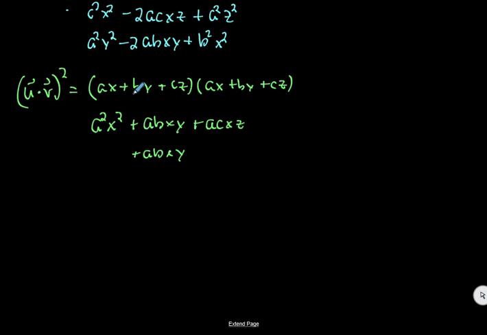Then I'll go by times by. Well, that's b squared y squared. I'll put it here. You can see where. Then the next one is bcyz, nothing here, so I'll go bcyz, and then the last one is cz times ax, and this is acxz. That would line up right here, so acxz, and then bcyz, that's right here, right?